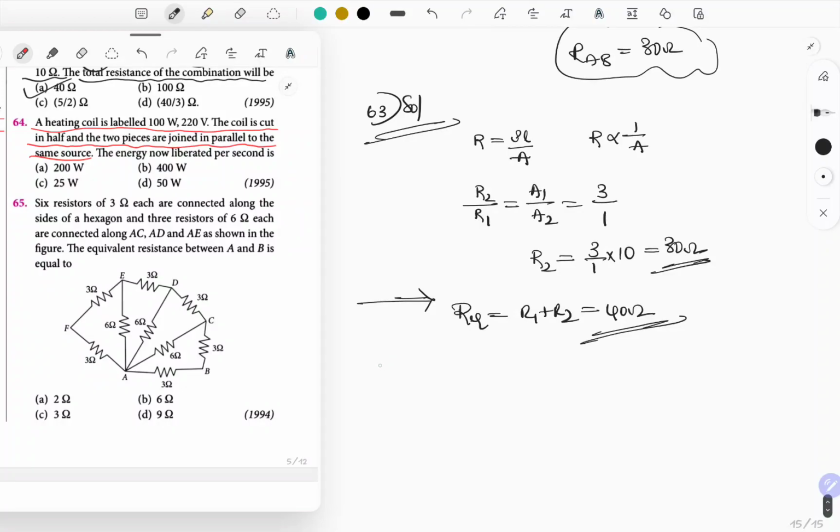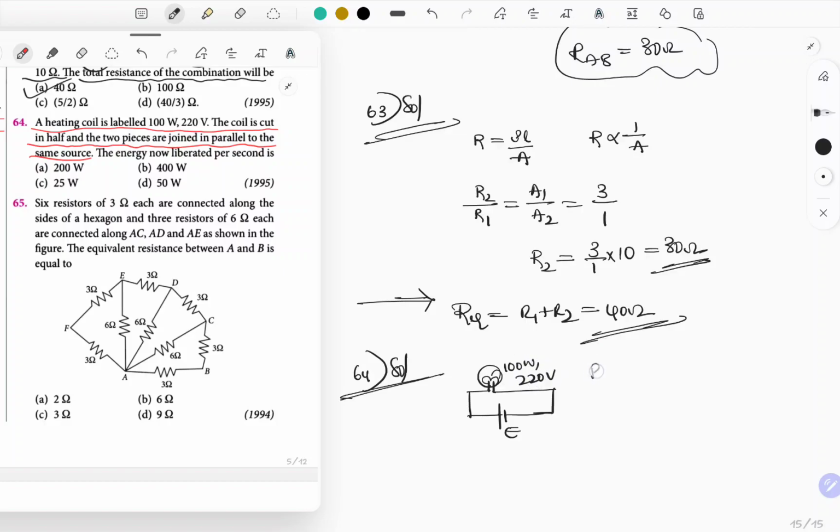So initially the heating coil is arranged like this. Let's replace it with the help of a bulb, with a cell. So the source is, let's say, E. I'm just replacing it with a bulb so that it is very easy for me to analyze. 100 watt and 220 volt.